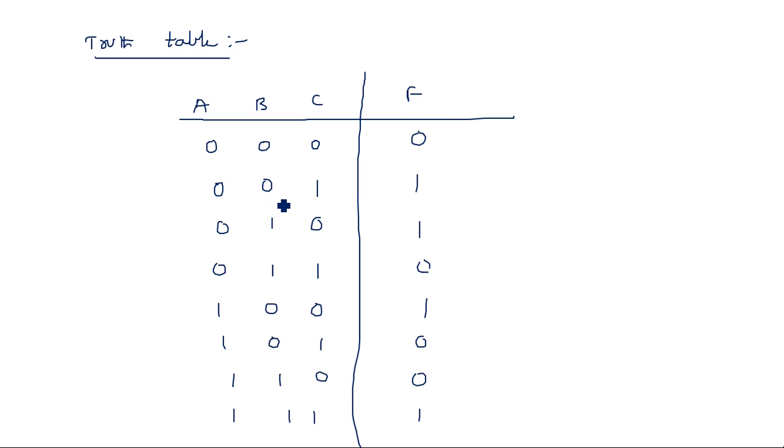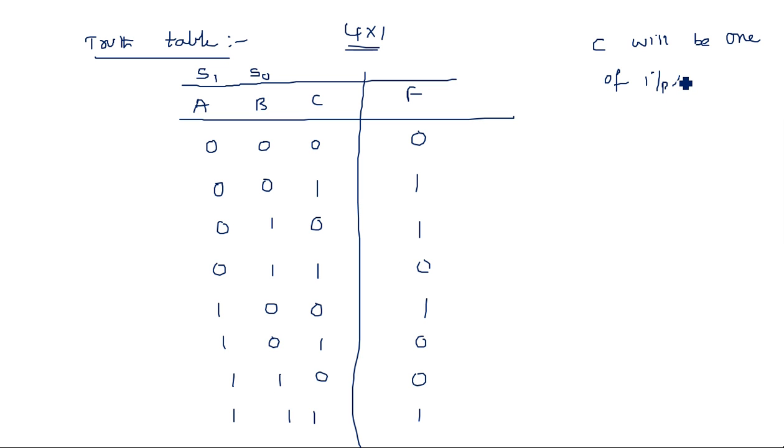Now how many selection lines are there for our 4 by 1 multiplexer? For a 4 by 1 multiplexer, 2 selection lines must be there. So I am taking S0, S1 as A and B. I am not considering C as a selection line. C will be one of the inputs. Remember, C will be one of the inputs. Then only it is possible to implement the 4 by 1 multiplexer with this ABC as inputs.